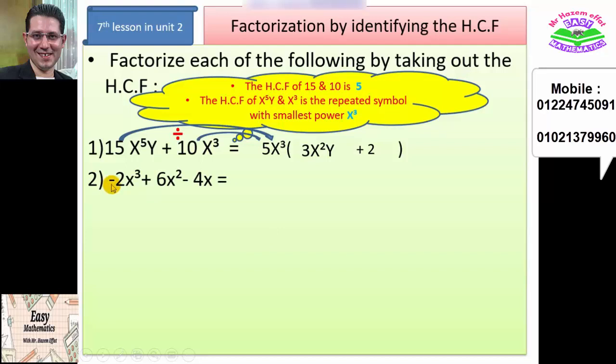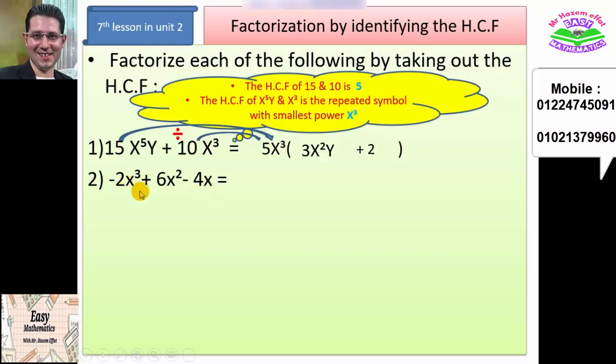We have here negative 2x raised to power 3 plus 6x raised to power 2 minus 4x. As a first step, we try to find the H.C.F. of all the coefficients here, which are 2, 6, and 4. What about the H.C.F. here? Yes, it will be equal to 2, which is the H.C.F. of the numbers 2, 6, and 4.